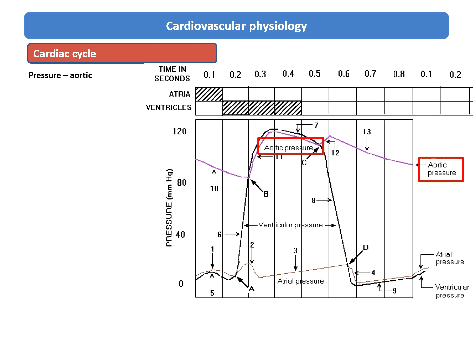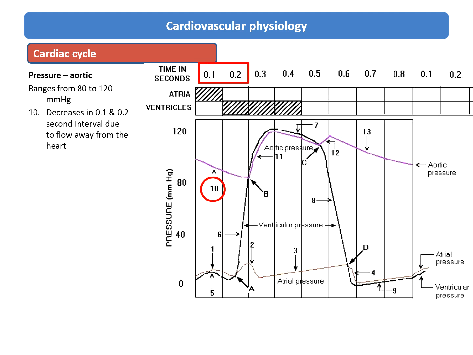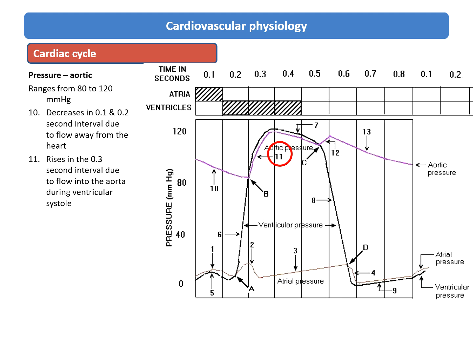What about aortic pressure? It ranges from 80 to 120 millimeters of mercury. It decreases in the first and second tenth of a second interval due to flow away from the heart in the major arteries. It rises in the third tenth of a second interval due to flow into the aorta during ventricular systole. There's a brief rise called the dicrotic notch. This is due to the recoil of the elastic walls of the arteries. Then it continues to drop as blood flows away from the heart.